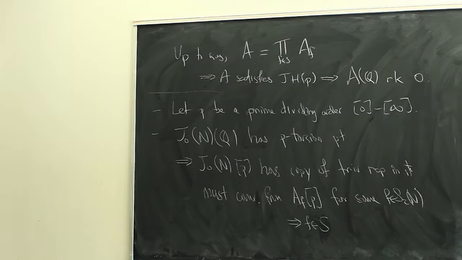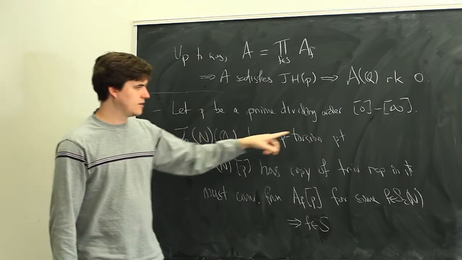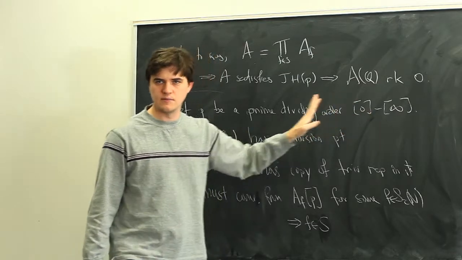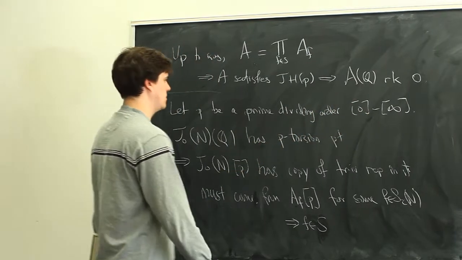Oh, and I guess I want to point out now that this P that we're picking is automatically going to be different from N. Right, because the order of this is n minus 1, or divides n minus 1. So keep that in mind. Maybe I should write that.